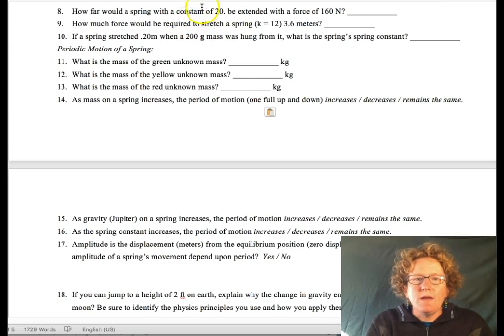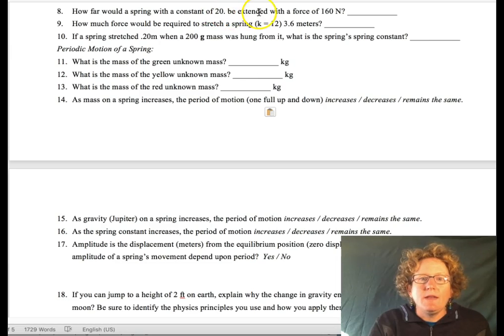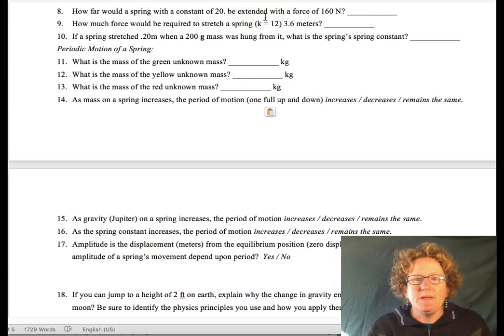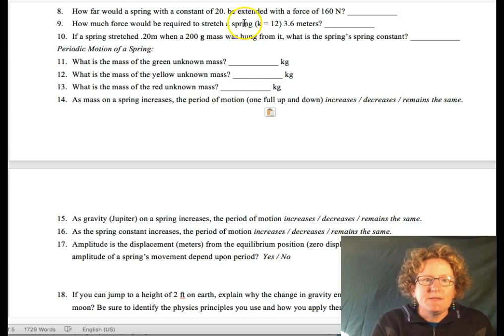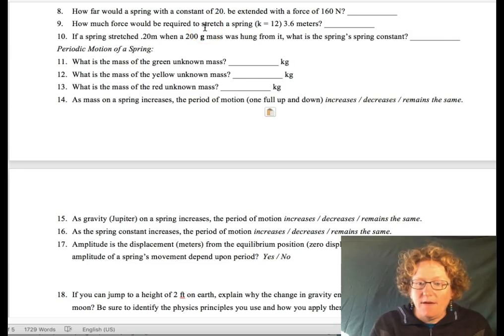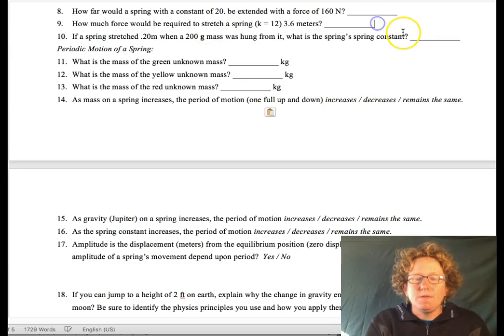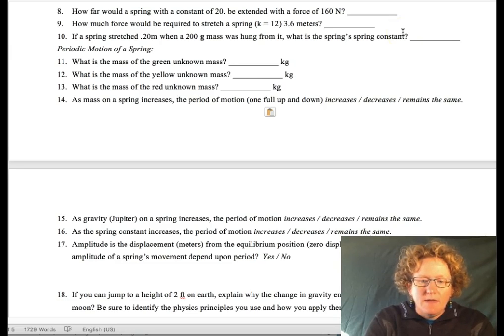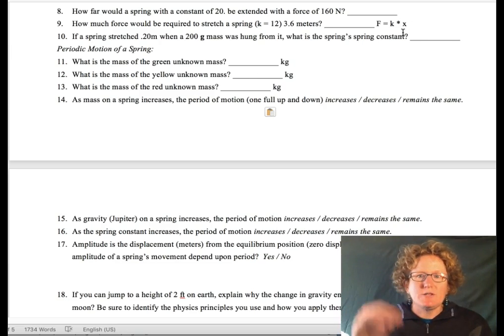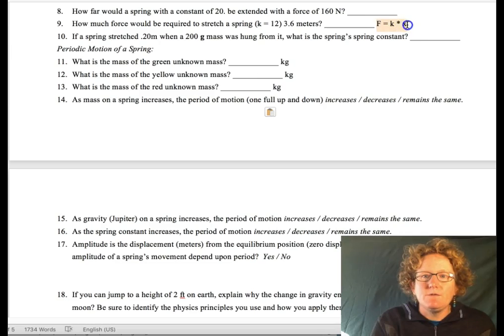So for these you can use Hooke's law. For number 8, you can use Hooke's law to figure out. You're looking at the distance the spring's going to be extended, or the displacement. That's x in our formula. And how much force, that's the F in our formula. Remember, the formula for Hooke's law is F equals the spring constant, K, times the displacement, or how far the spring is stretched. So there's a handy formula for you.